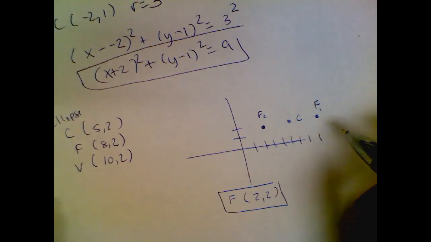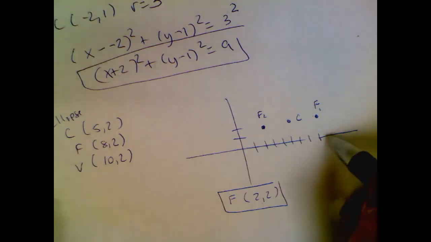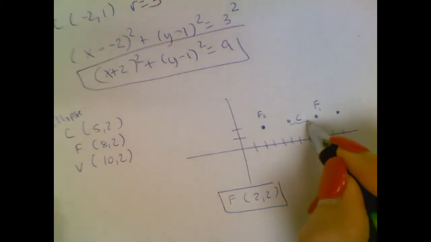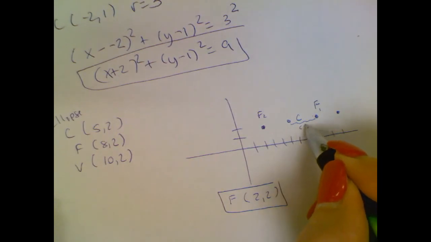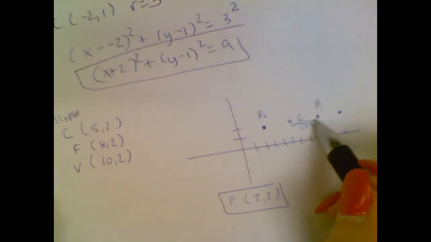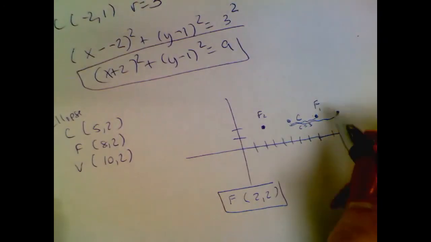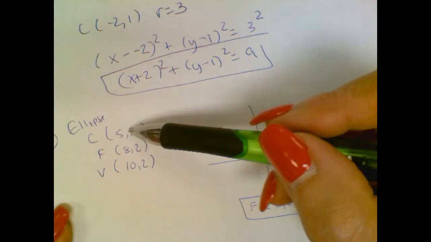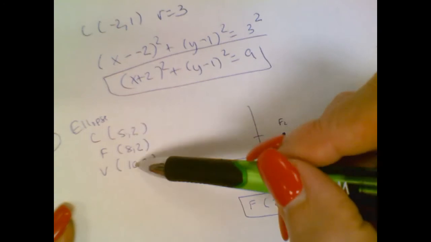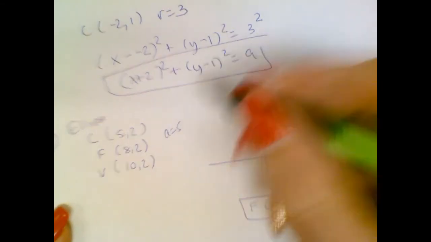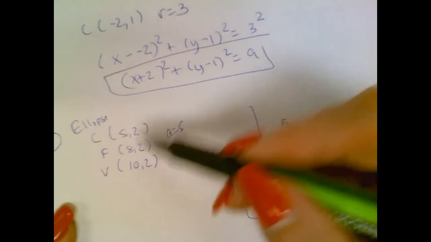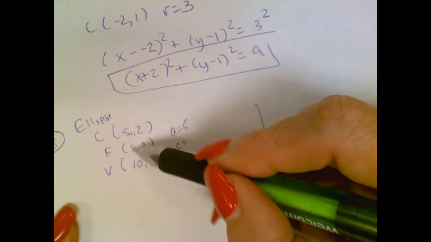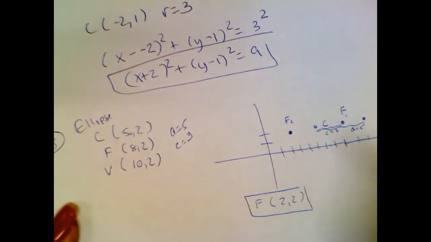And then they give you the vertex, 10, 2. So you go 2 more, 9, 10. So it looks to me like the focus is 3, C equals 3. But the vertex is A, that's center to the vertex, looks to be a 5. You can tell that by just looking. Between the center and the vertex, that's 5. That's A. A is 5, because that's the distance from center to a vertex. And C is the distance from the center to a focus, which is the difference of 3. You can tell it by graphing or by just looking.